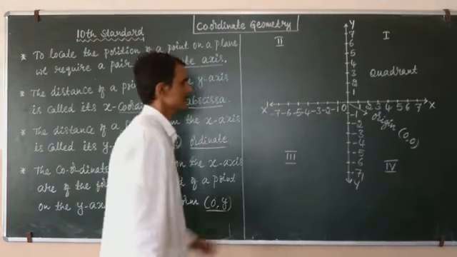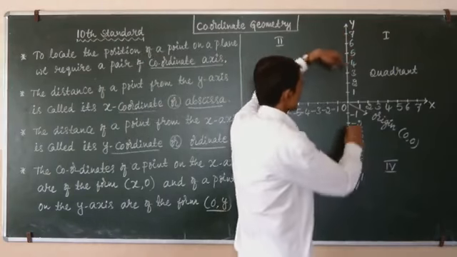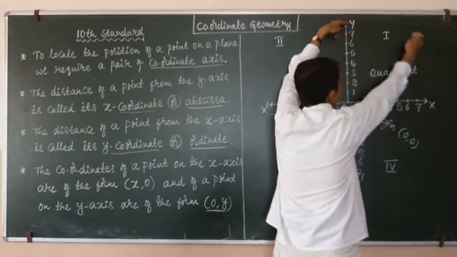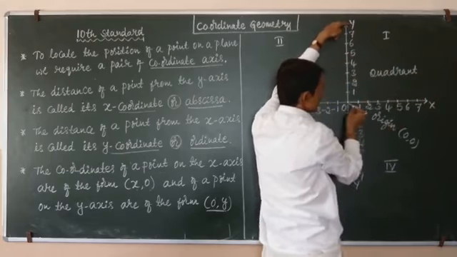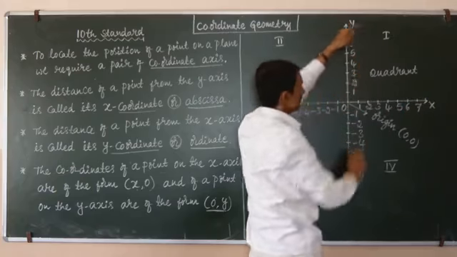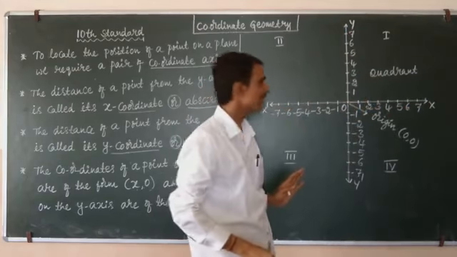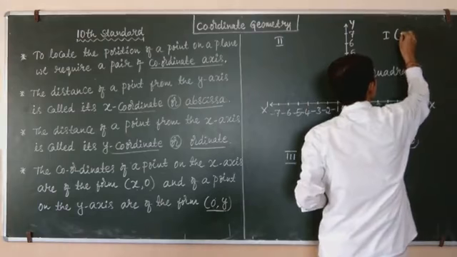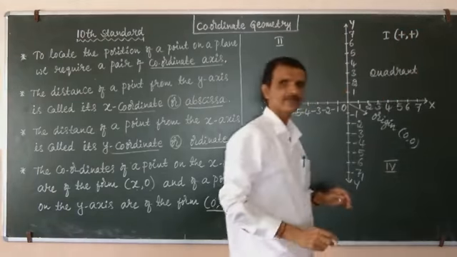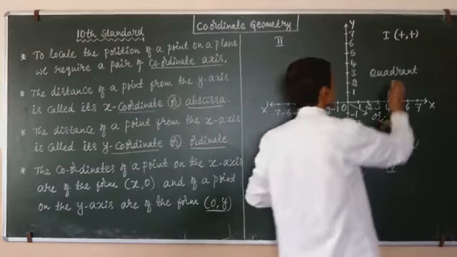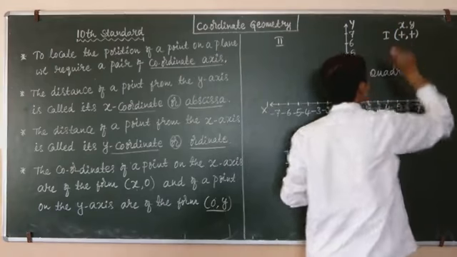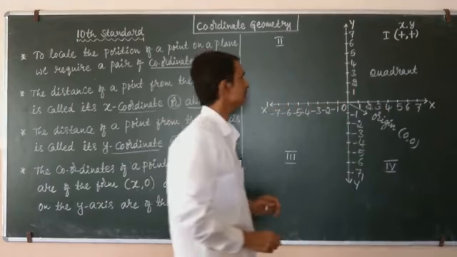Now observe the first quadrant. The point which lies in the first quadrant, if you observe the values of x and y, both are positive. Therefore, the sign of a point in the first quadrant is always positive. The first one represents the x value, the second one represents the y value.